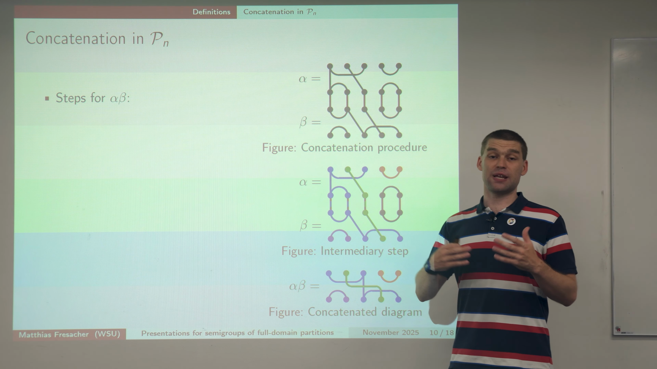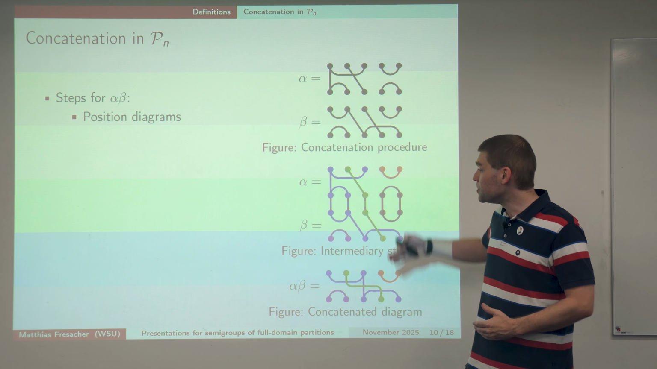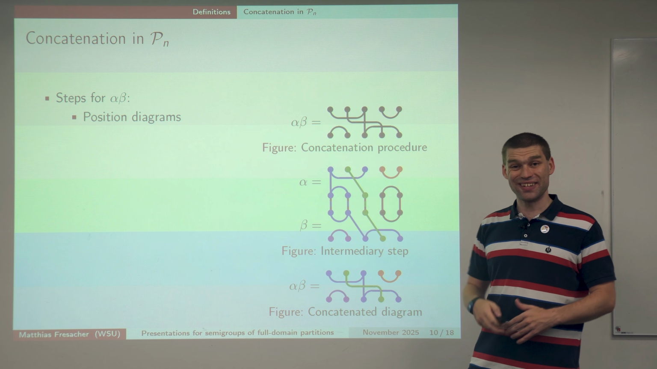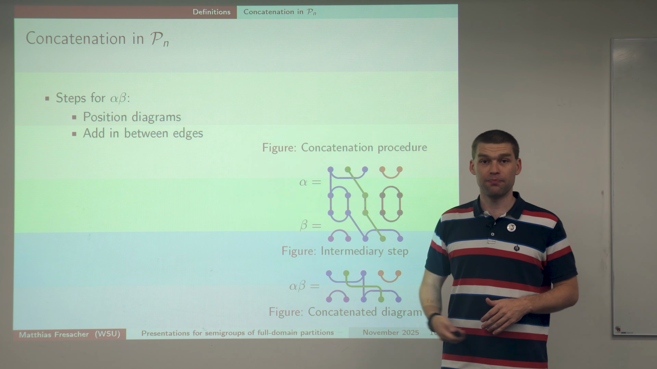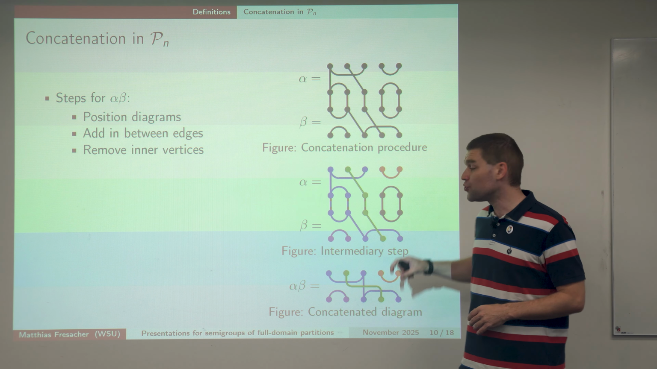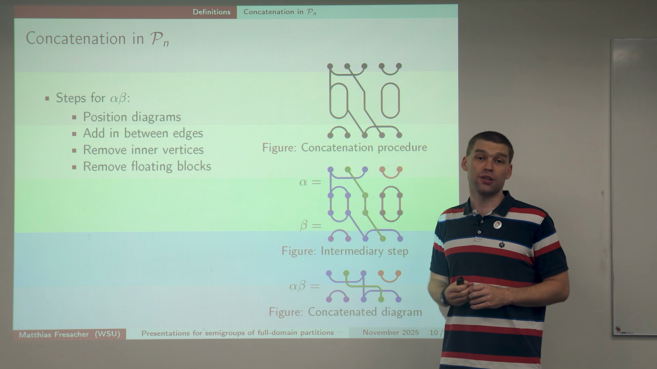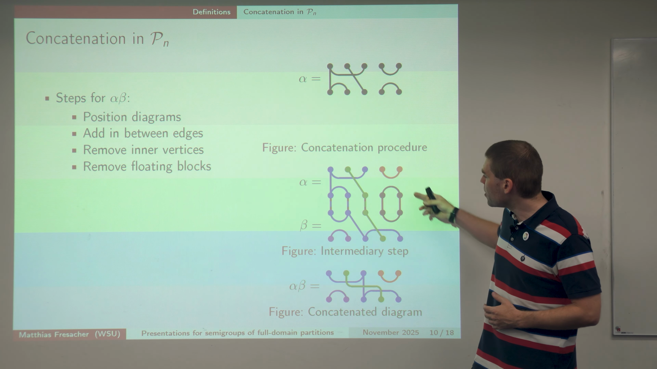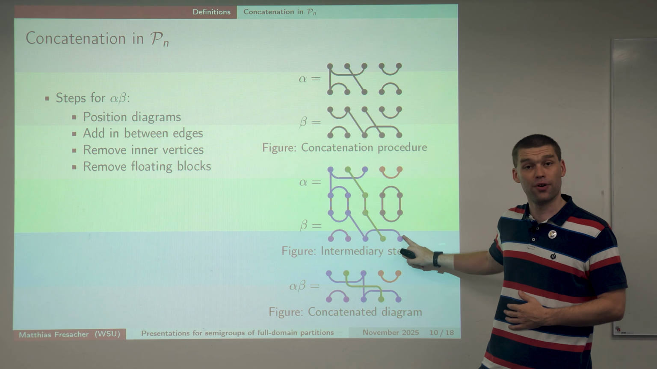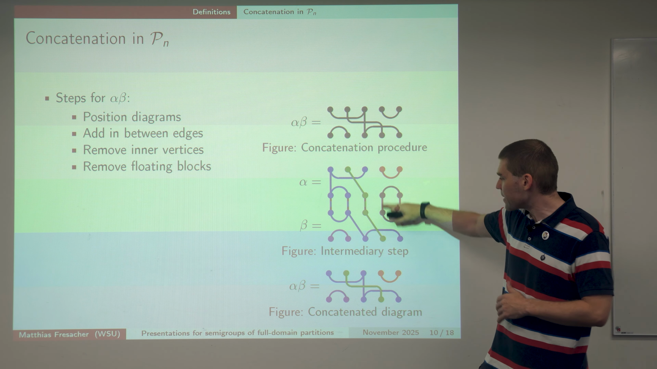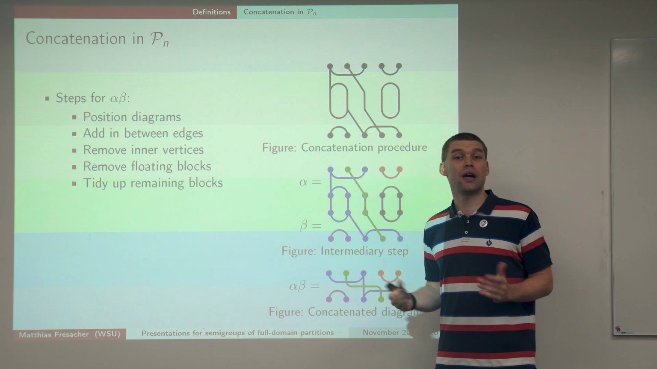So let's go through the steps of calculating alpha times beta in some detail. First, I position the two diagrams, one directly underneath the other, and then I draw these red vertical in-between edges. I then remove the two inner rows of vertices, and I remove any floating blocks that are created. So a floating block is any collection of edges that are now not connected to the top or the bottom row of vertices. So here in black is an example of a floating block. And to finish up, I basically just tidy up what I have left.